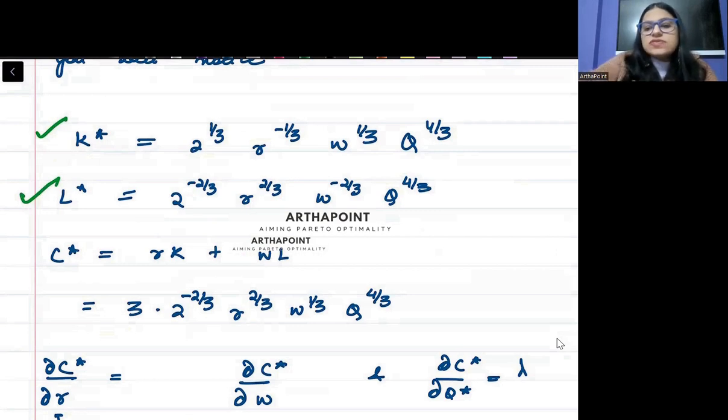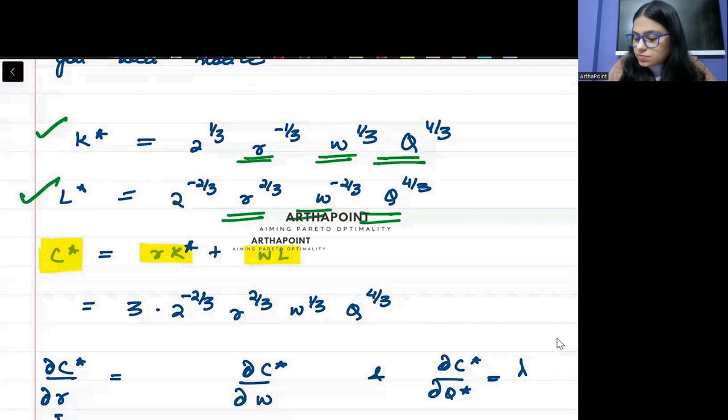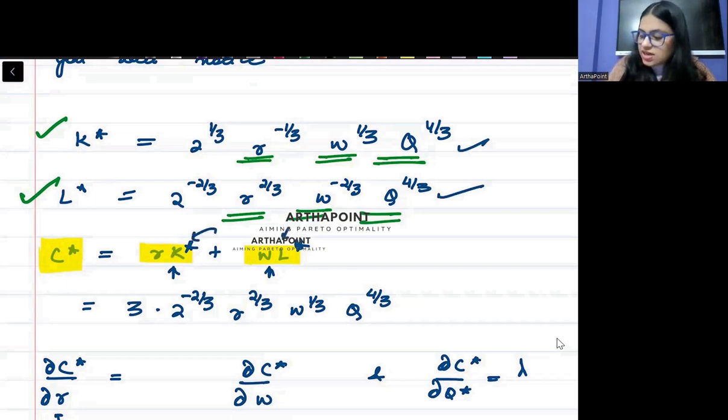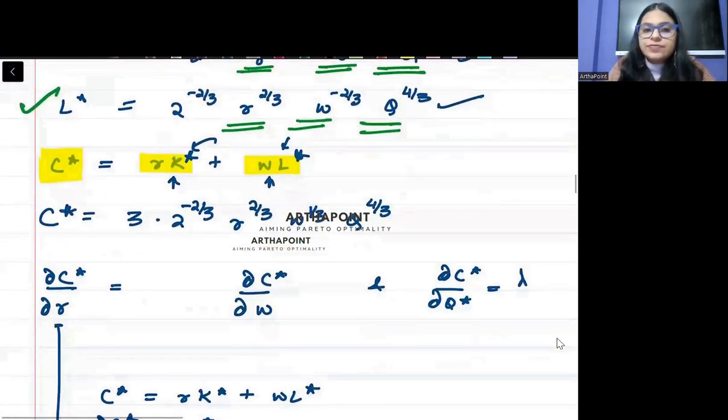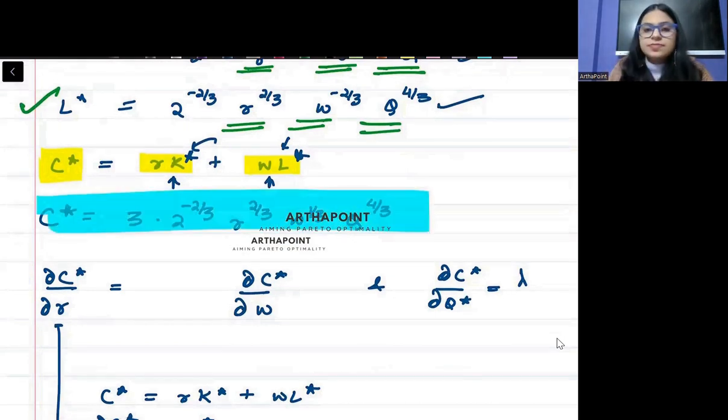But what is your exogenous variable here? Your exogenous variables here are going to be rent, wage, and output. Then you will find your optima function by putting them in the objective function. So C star is R K star plus W L star. ये K star L star तो आपने निकाल लिया using Lagrange. You will plug K star and L star here and you will get your C star. This C star is the minimum cost you will incur.